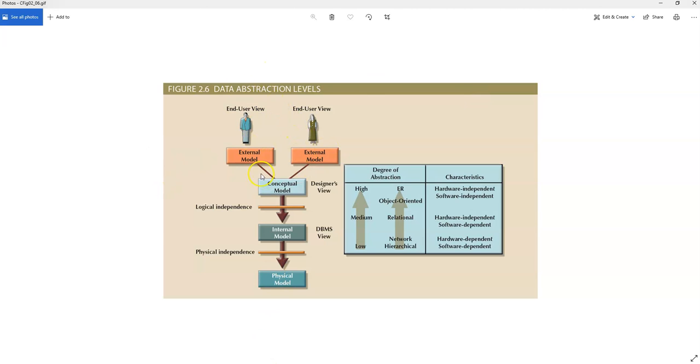So there's this abstraction level. Keep this always in mind. First, you're going to start with the people who are going to be the end users of the database you're going to create, the people who actually work in the environment.